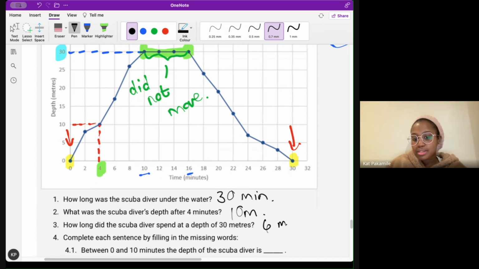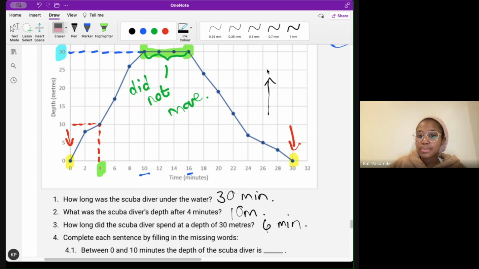6 minutes. Are we all good with that one, guys? Do we all understand why it is 6 minutes? Okay, so he arrived at 30 meters at minute number 10, and he stayed there until minute 16. Then he started to resurface, and we know this because the distance between ground level and him started decreasing. That means he's getting closer and closer to the ground level.